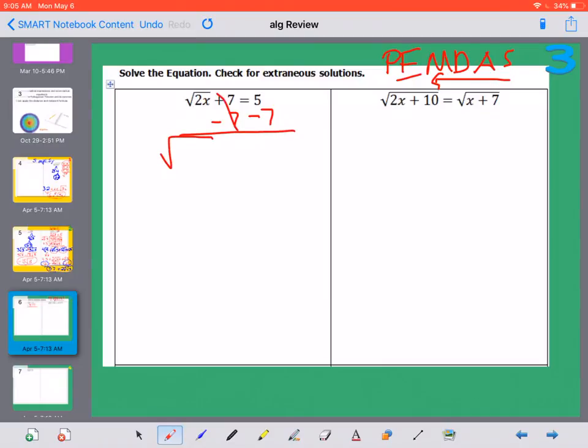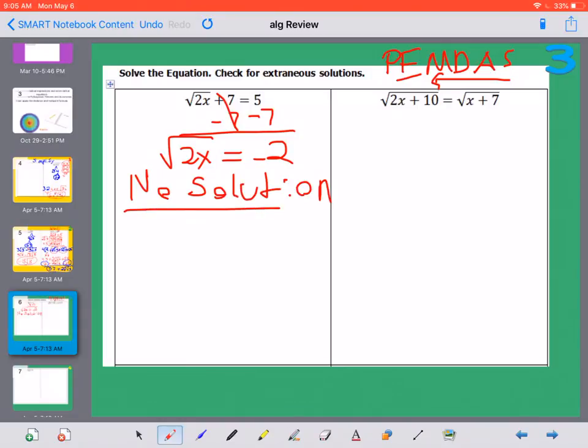So we get the square root of 2x equals 5 minus 7. That gives me a negative 2. Now right away, I see that my answer is negative. So I know that this is going to be no solution, because I can never have a square root and a negative number at the same time.